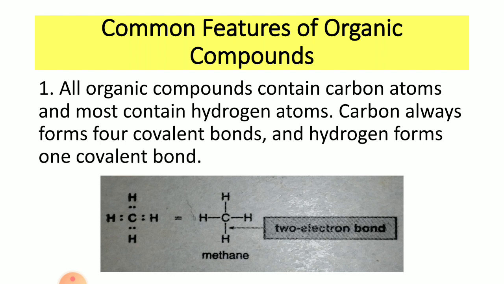Since hydrogen has a single valence electron, methane, which is CH4, consists of 4 single bonds, each formed from 1 electron from a hydrogen atom and 1 electron from carbon.